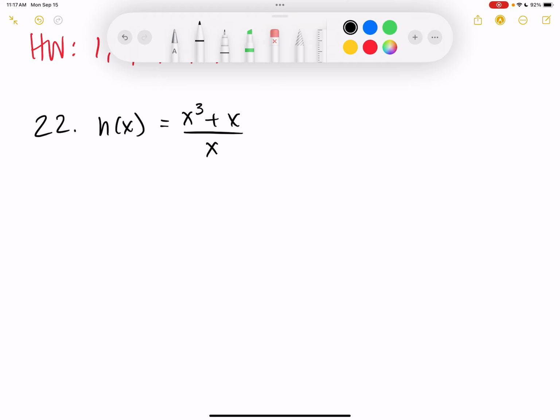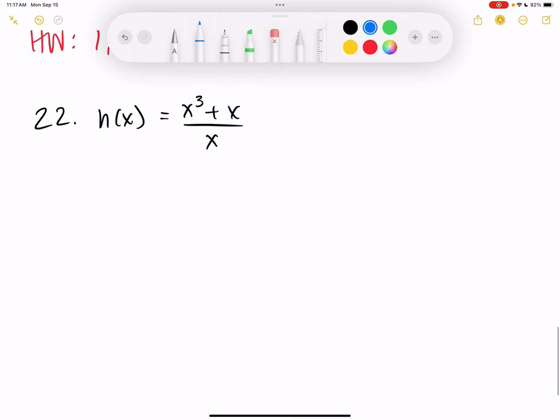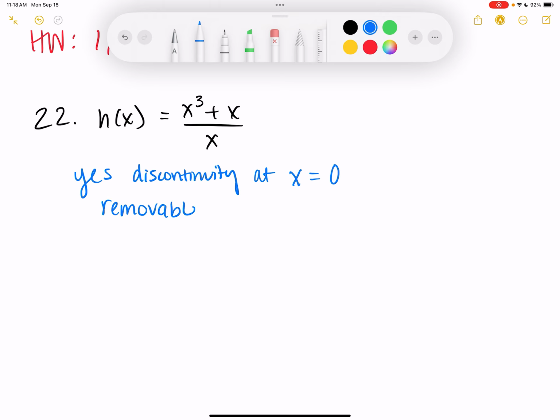So the answer for this one would be yes, there's a discontinuity at x equals 0. And it is removable, because basically it's just creating a hole in our graph.